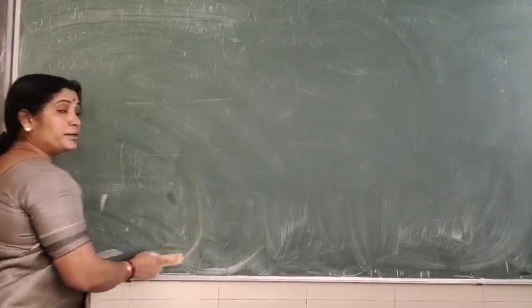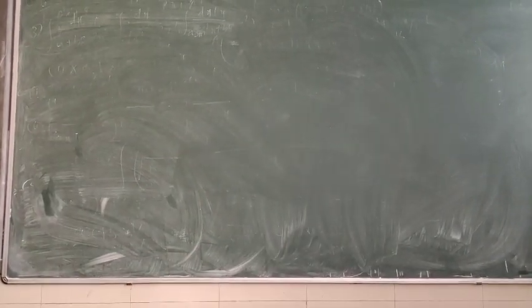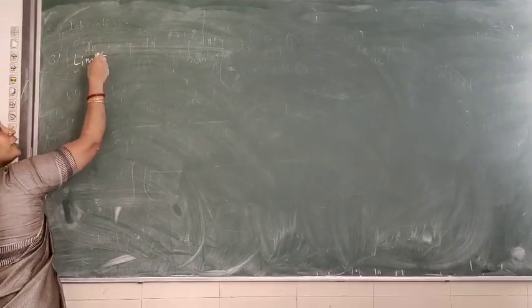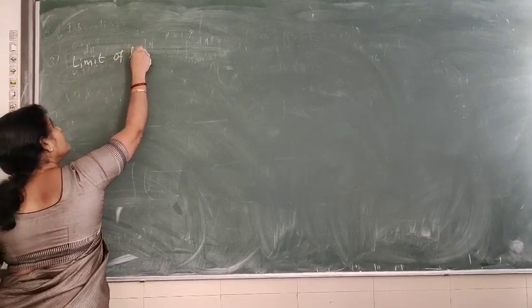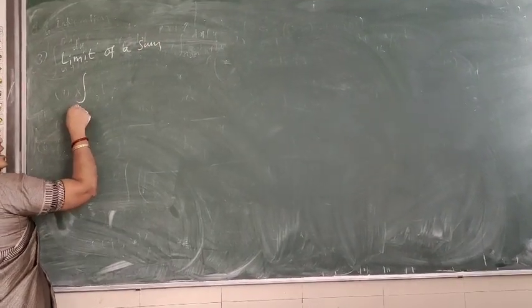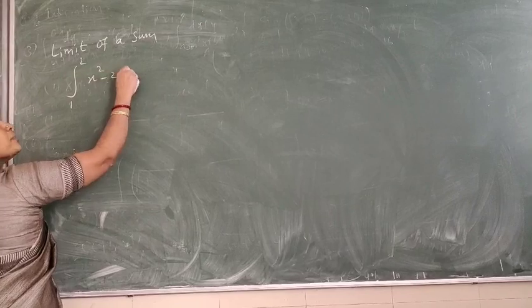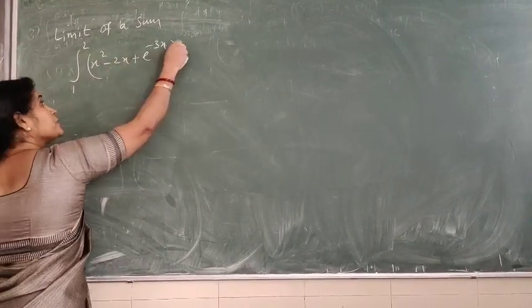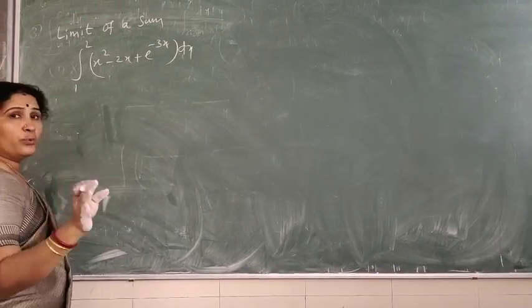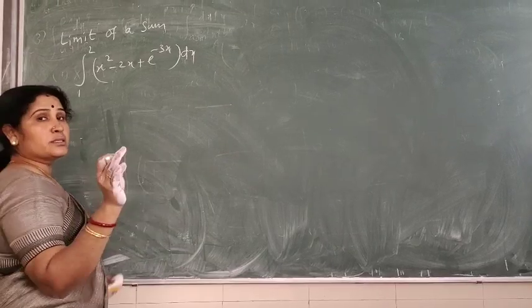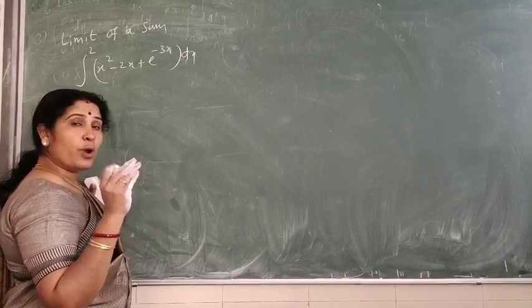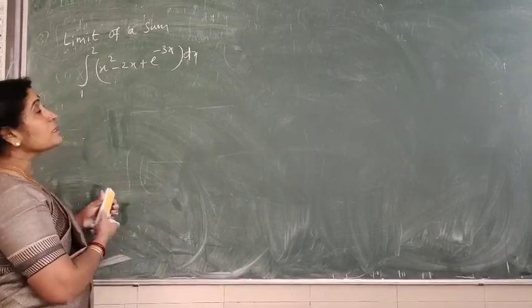Now let me see definite integral. In definite integral, we have first the limit of a sum. I have done this part so many times. Whenever you are doing limit of a sum, you have to do questions like x square minus 2x plus e power minus 3x. Means the exponential part you have to practice. So I am not telling much more about the limit of a sum. You know very well about this formula, already done. Suppose if you have a problem, then take out my video on integration, definite integral, watch it, and definitely you can clear it. That is the limit of a sum.